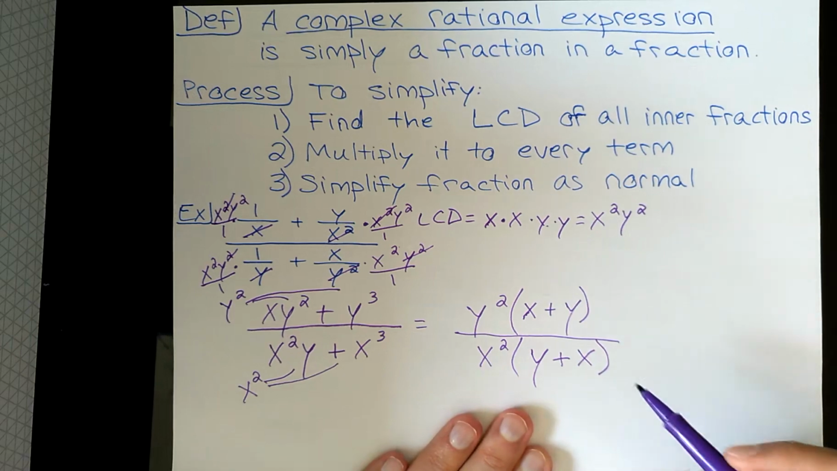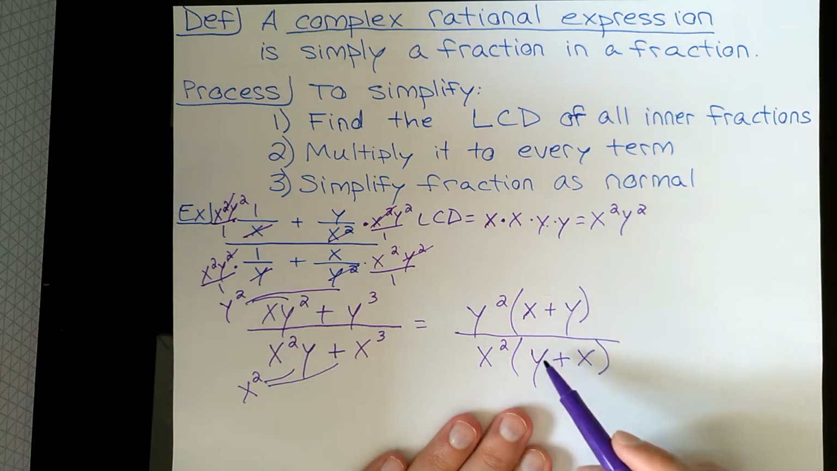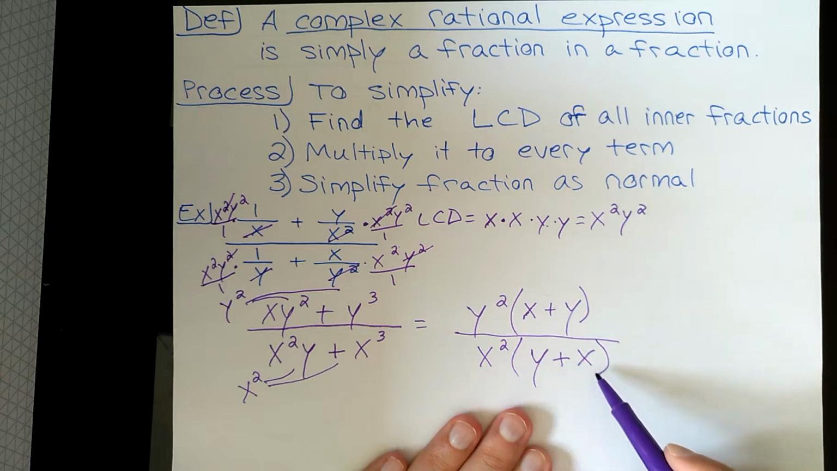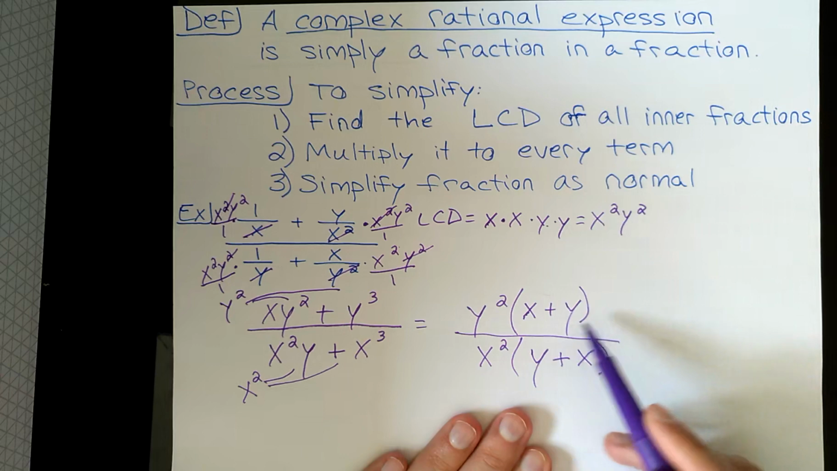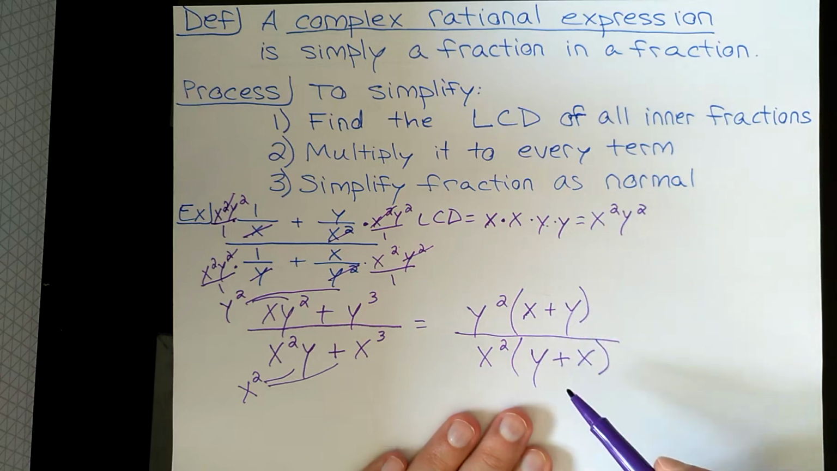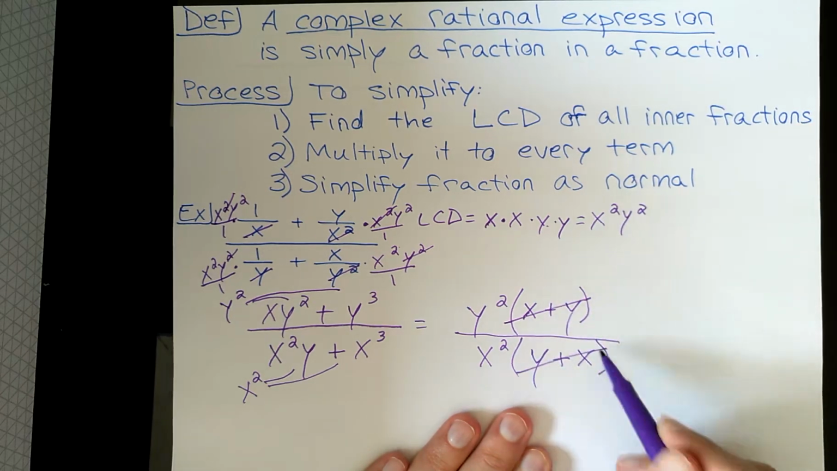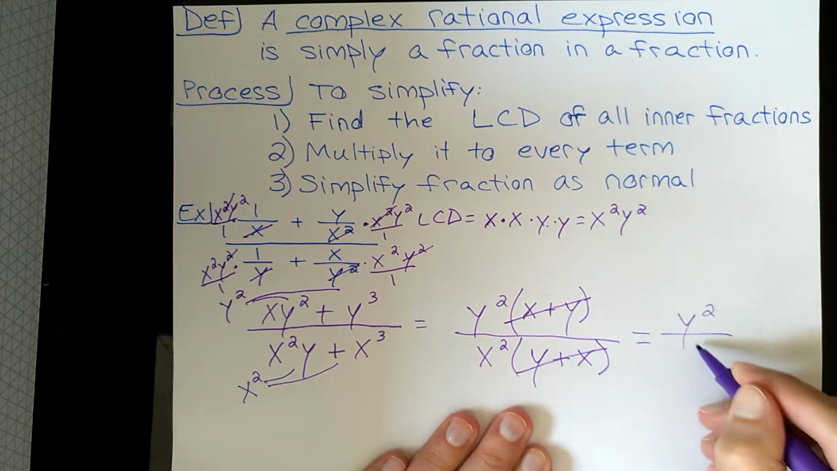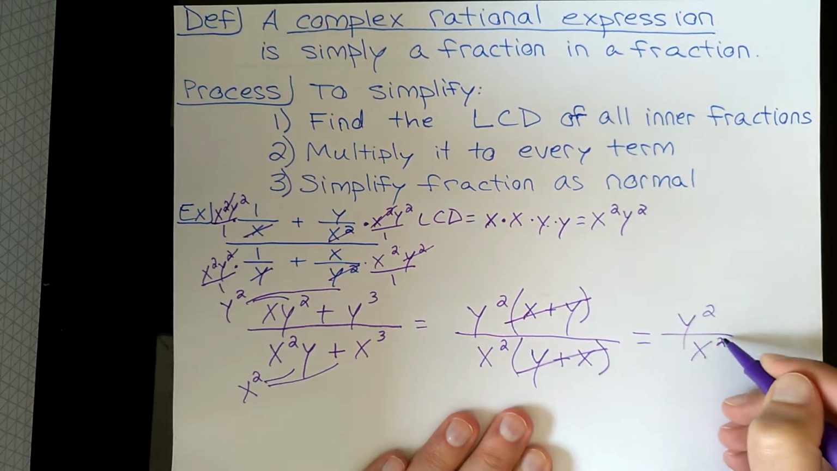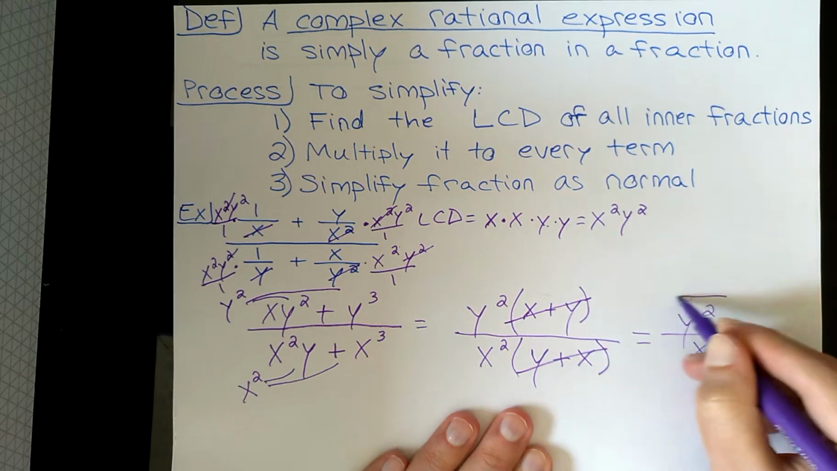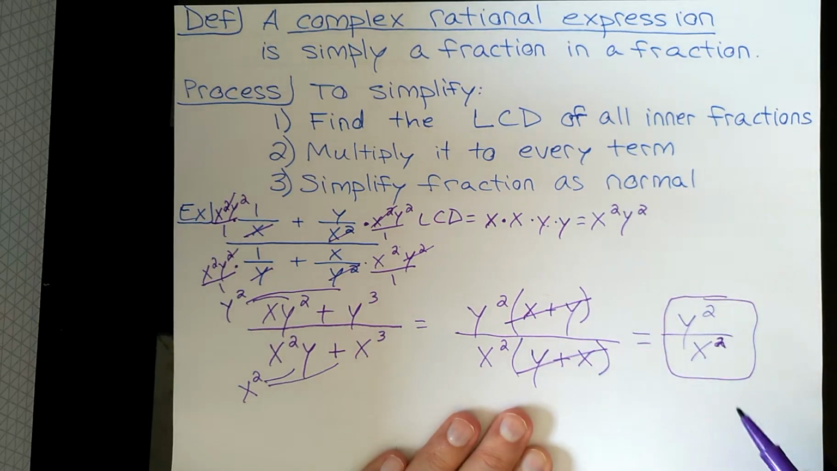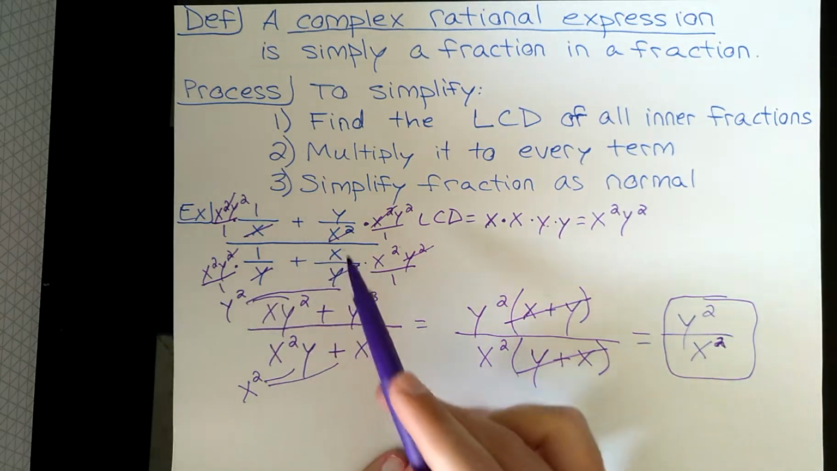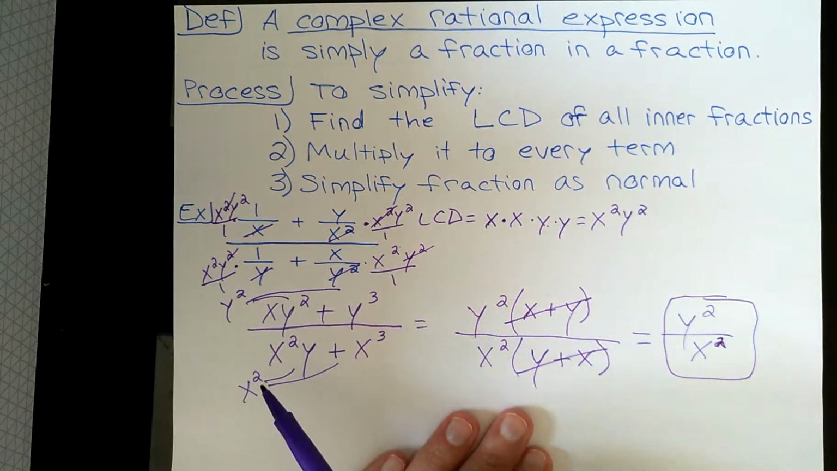And now notice what we can do here. We have an x plus y divided by y plus x. That's the same thing. In addition, it doesn't matter which order you put it. It's the same value. So we can cancel this factor, leaving us with y squared over x squared. And that is the simplified form of this large, complex rational expression that we started with.